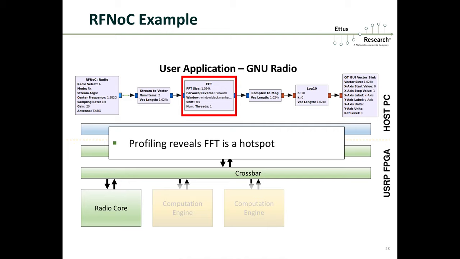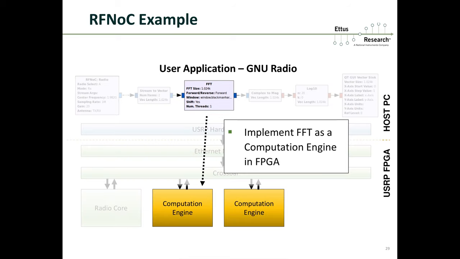Now let's assume that we want to push the FFT operation from the CPU to the FPGA. To do this, we would instantiate an FFT RFNoC block in the FPGA. Note that this would have to be done ahead of time and not at runtime. An FPGA bitstream that includes an FFT block must already be loaded onto the FPGA.